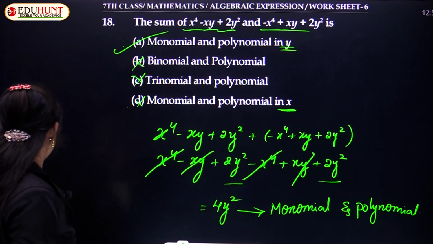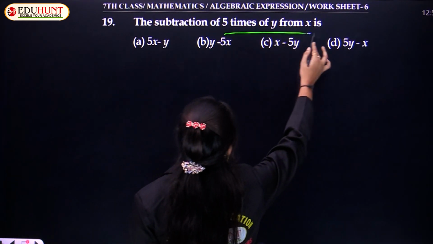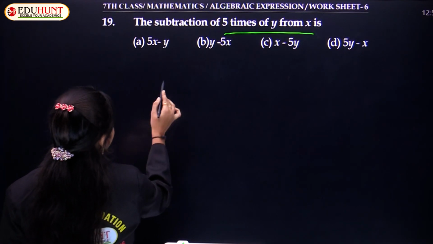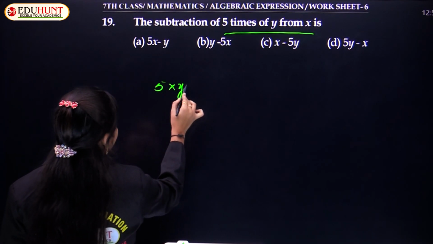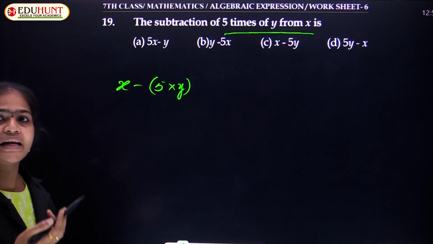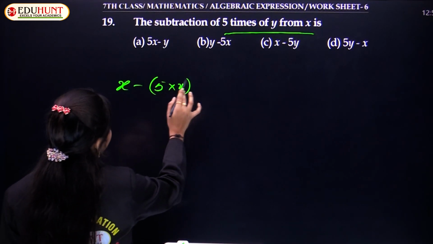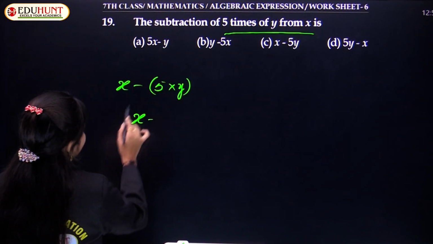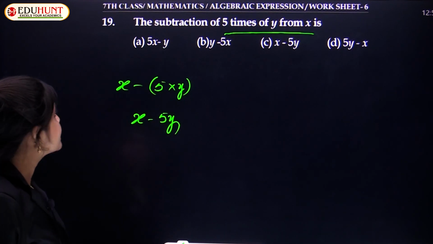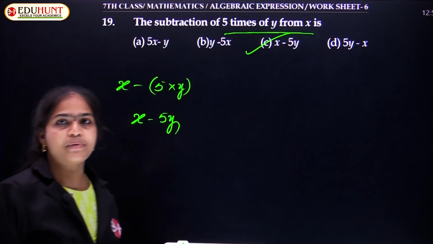Clear? Yes. And the 19th question says the subtraction of 5 times of y from x. 5 times of y should be subtracted from x. We know that, right? So from x we have to subtract 5 times of y. Finally we will get this as x minus 5y. Which option is correct? Option C is correct, x minus 5y.